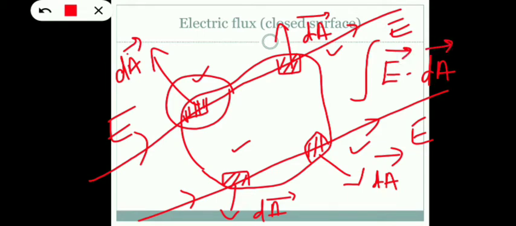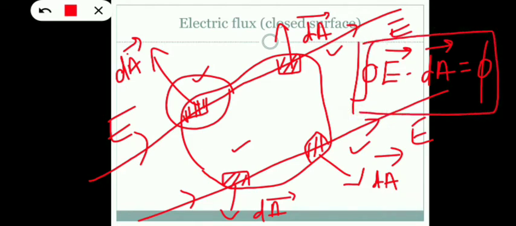E dot dA is the flux passing through a single area element, and when we integrate that expression, you will get the electric flux passing through the whole body. So this is the expression for electric flux passing through the whole body if it is an irregular one. And to be more specific, we can use a closed integral, because the body under consideration is a closed one. So for a closed irregular body, we can use this expression to find out the electric flux.